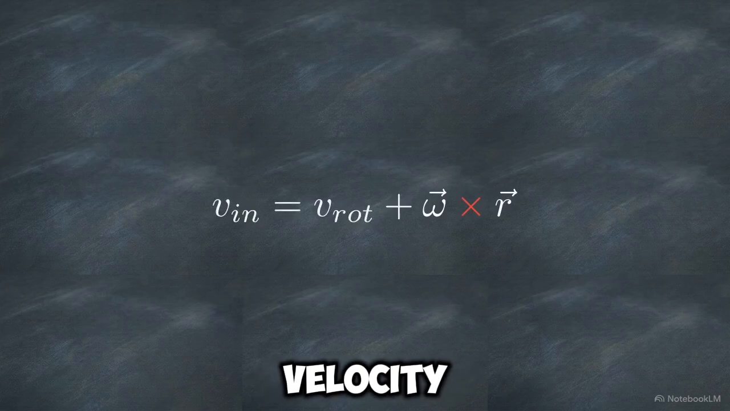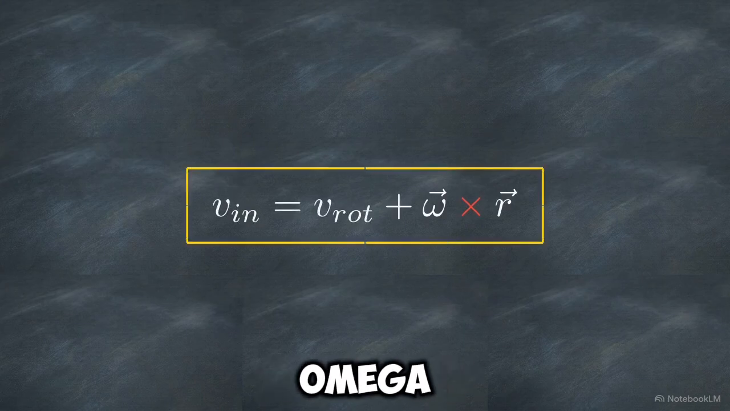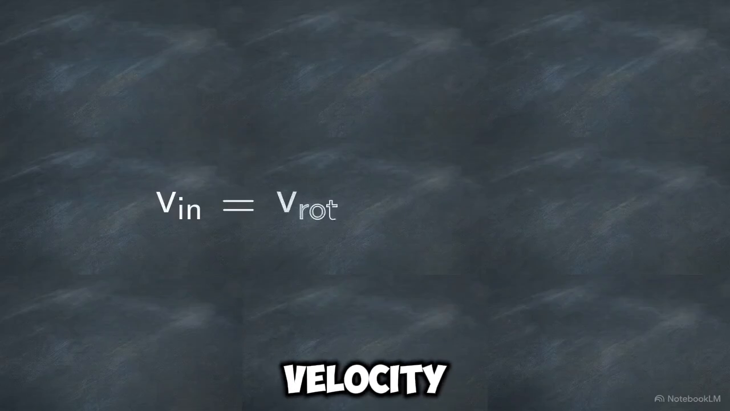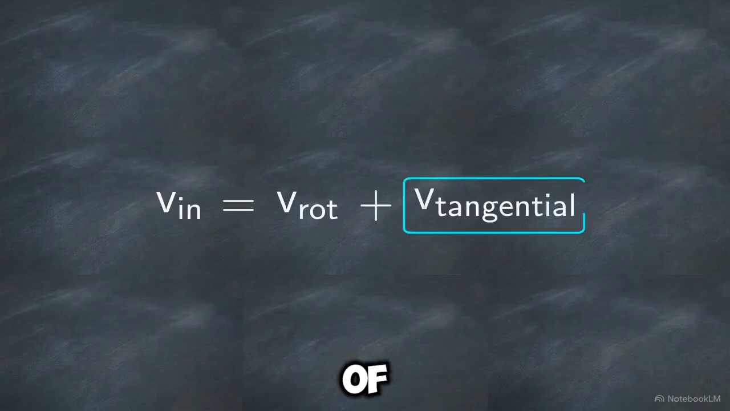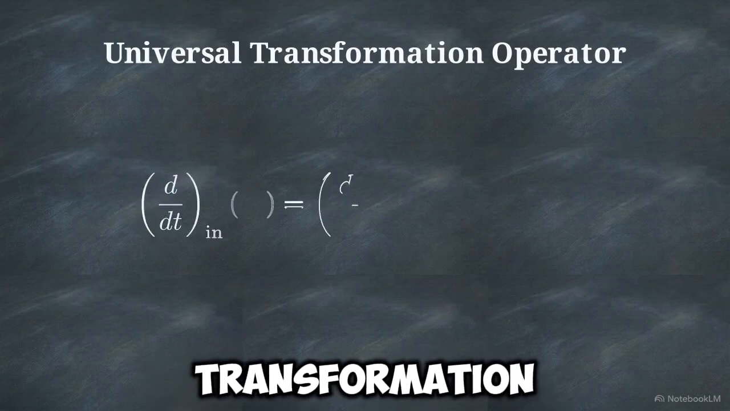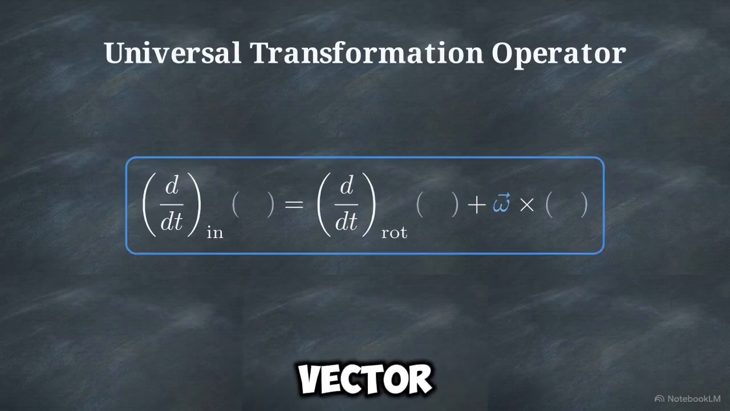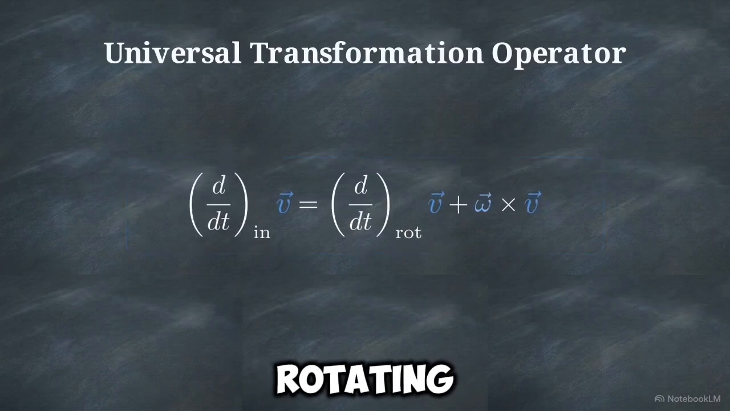This yields our velocity transformation law. Velocity in the stationary frame equals velocity in the rotating frame plus omega cross r. The cross product is born strictly from the geometry of rotating axes. The stationary velocity is the rotating velocity plus the tangential velocity of the frame itself. This velocity equation reveals a universal transformation operator. It dictates how to take the time derivative of any vector translating between a stationary and rotating frame.